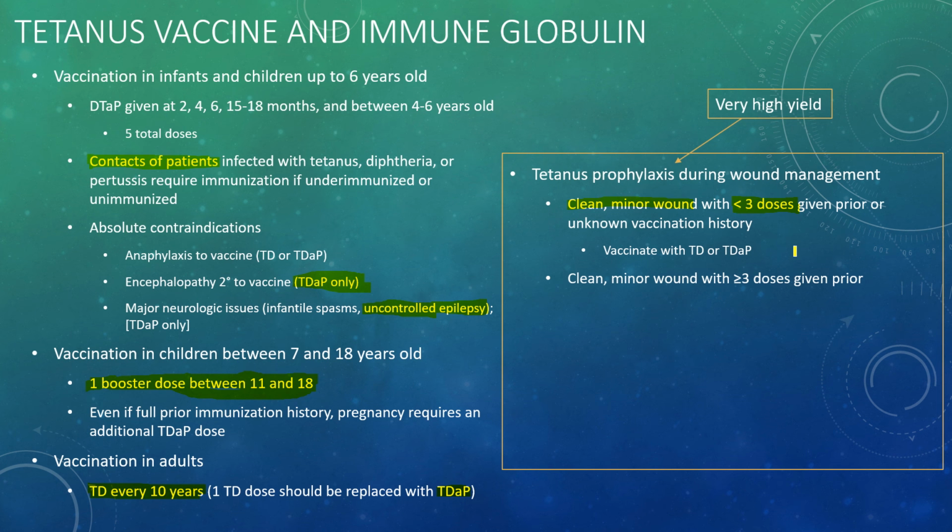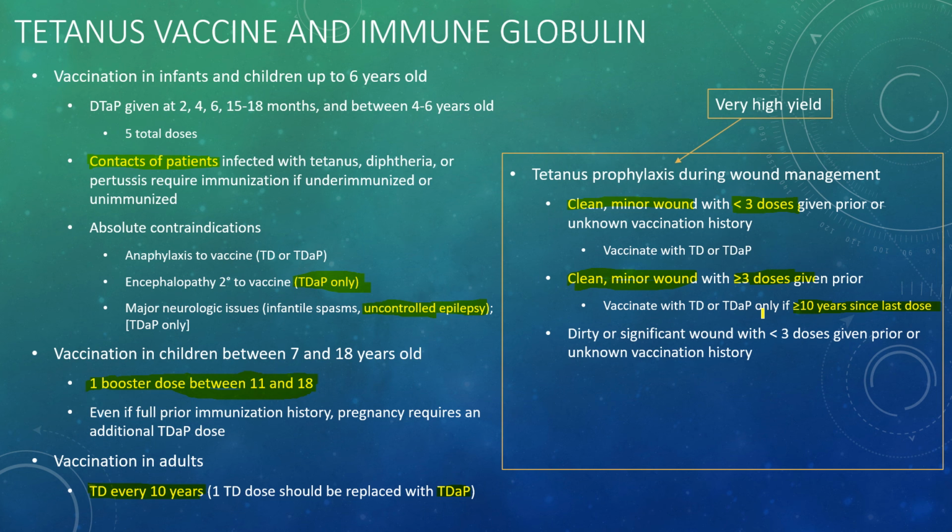All right. If you have a clean minor wound with good vaccination history and good previous doses given, only give it if it's been more than 10 years since the last dose. Remember, that's the normal indication. You should get it every 10 years. So if you haven't gotten it every 10 years, vaccinate them at that time. So clean wound and good vaccination history, vaccinate if they haven't been vaccinated in over 10 years.